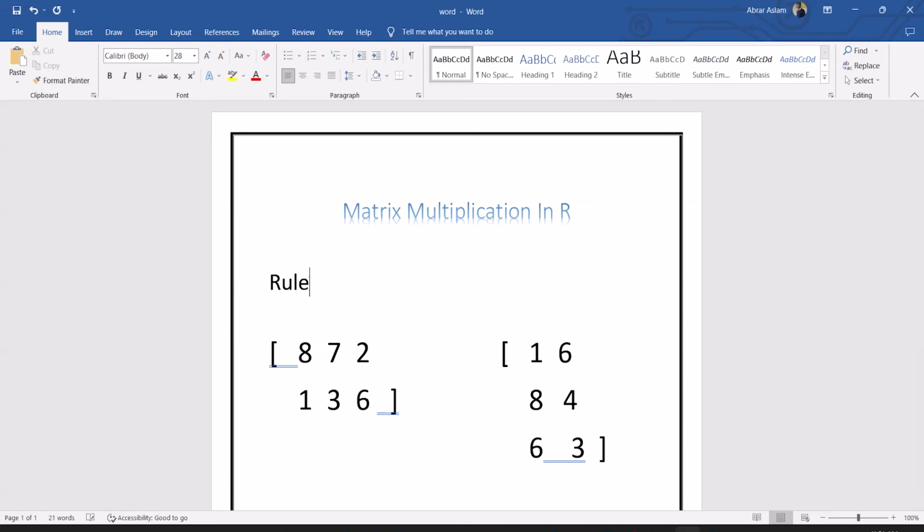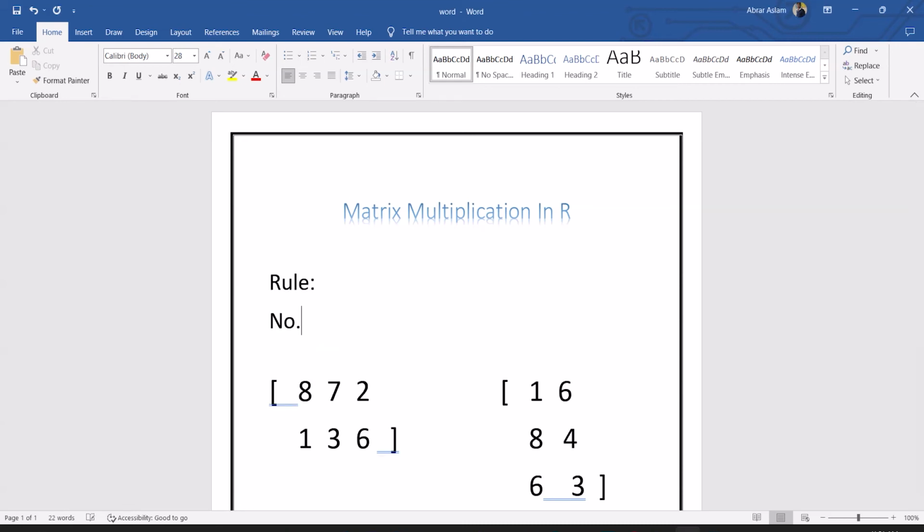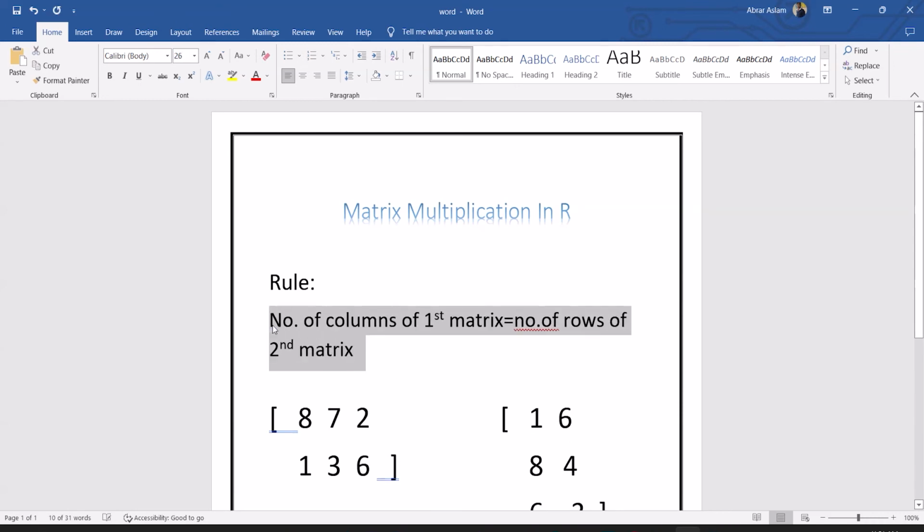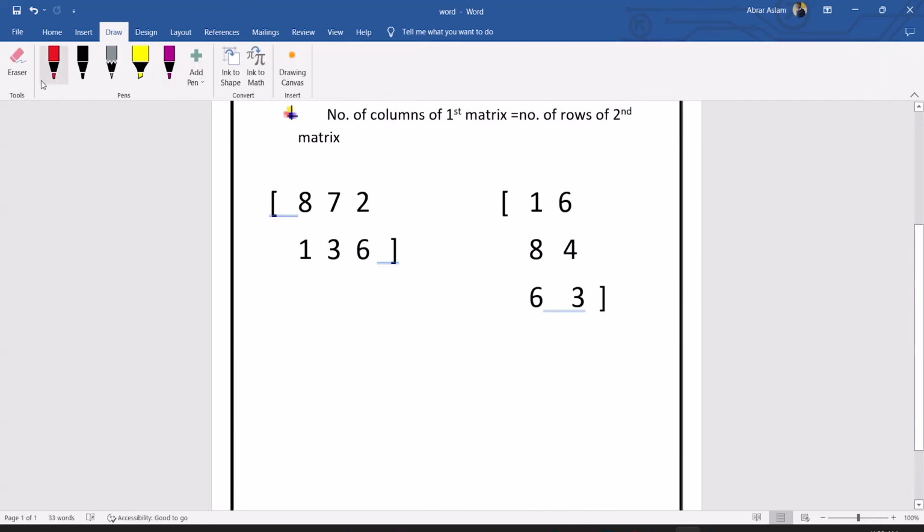So to multiply these two matrices, first we have to see the rule, and the rule is to check whether both matrices can be multiplied with each other or not. The rule states that the number of columns of the first matrix should always be equal to the number of rows of the second matrix. The order of a matrix is always m cross n, which is rows into columns. So there are two rows and three columns. This is the order of the first matrix, and the order of the second matrix is 3 cross 2.